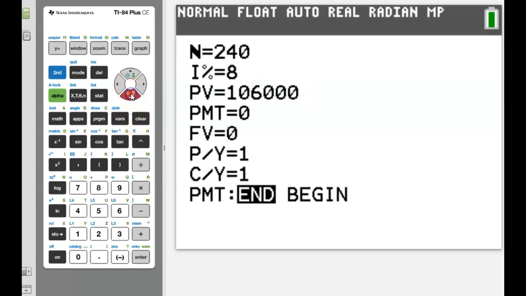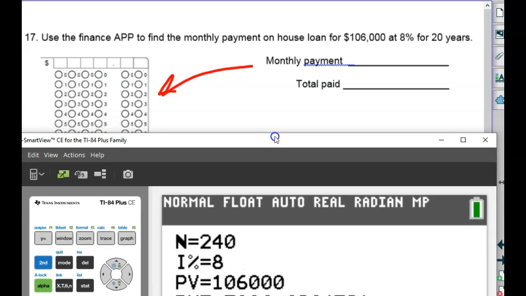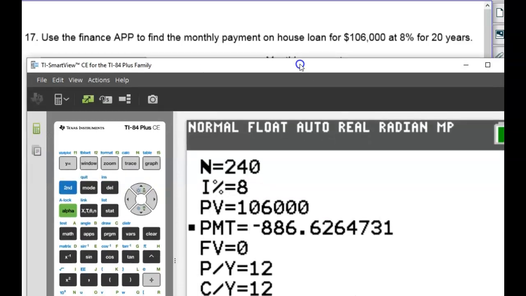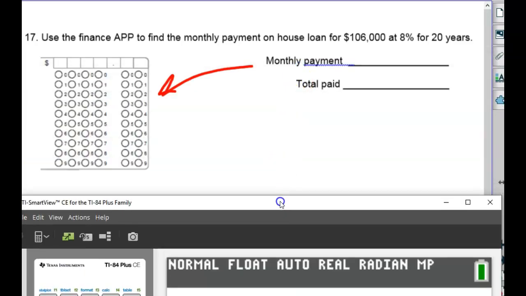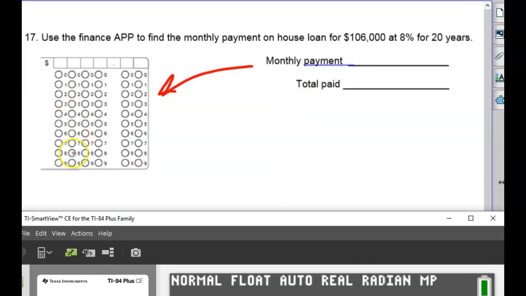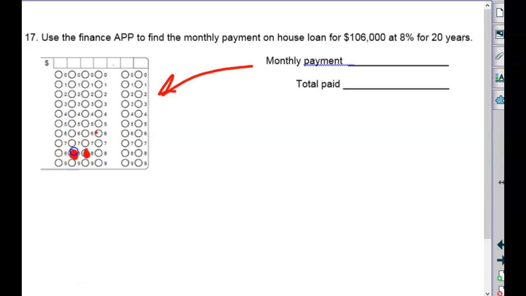Okay, we're trying to find their payment. Future value is 0, and it's monthly. When you put that all in carefully, go back to payment and do what? It's not second enter. Alpha enter. Okay, but we're not going to write it down as negative. 886.63.